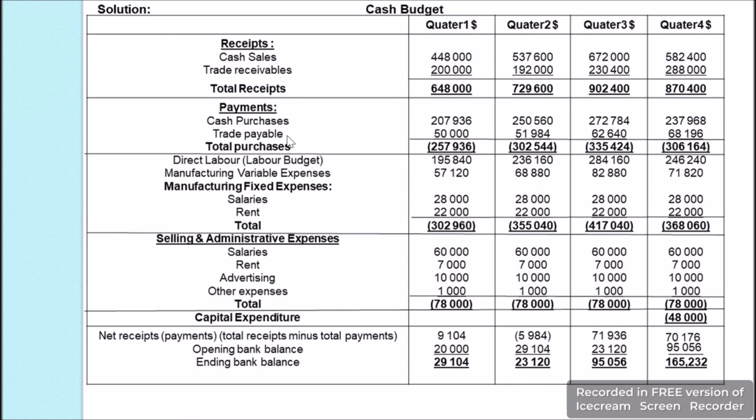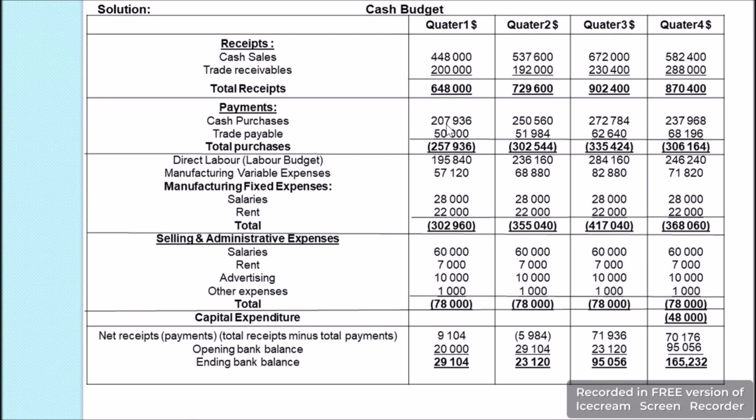Then the trade payable which we have paid, this is the amount paid to the trade payable from the trade payable budget. For the first quarter, it was $50,000. For the second quarter, it is $51,984. For the third quarter, it is $62,640. And for the fourth quarter, it is $68,196.